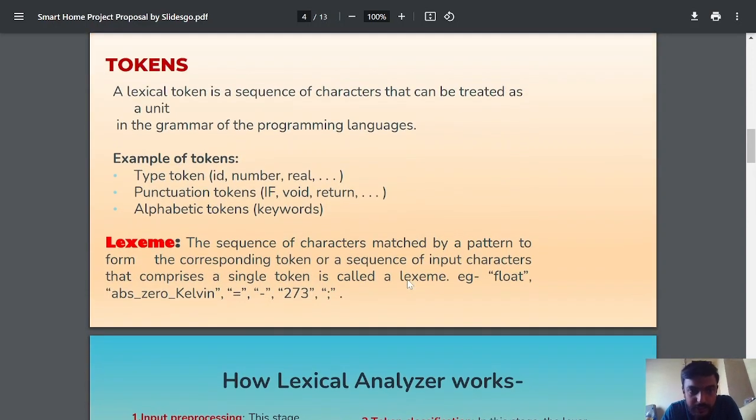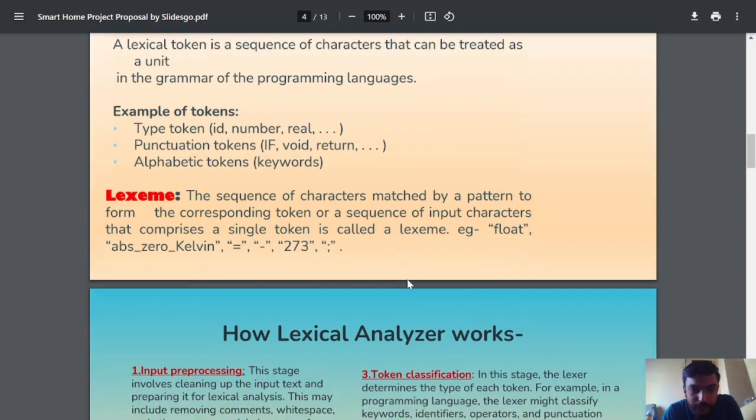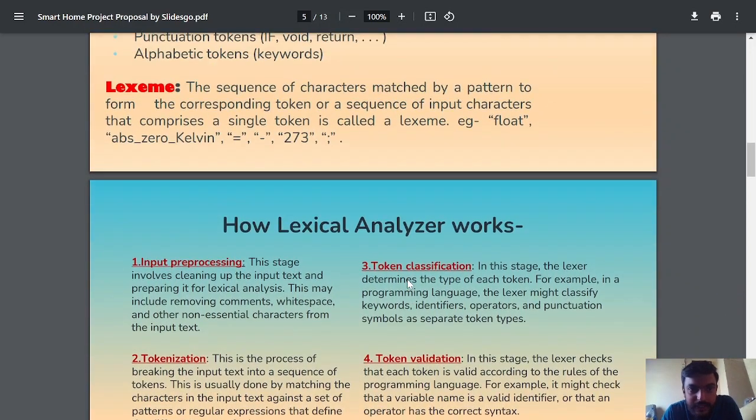Tokens. A lexical token is a sequence of characters that can be treated as a unit in the grammar of the programming languages. Example tokens are type tokens, punctuation tokens, and alphabetical tokens. Lexeme: the sequence of characters matched by a pattern to form the corresponding token, or a sequence of input characters that comprises a single token, is called a lexeme.